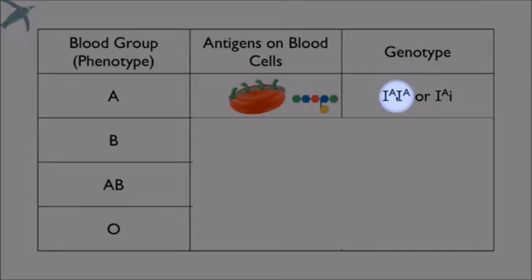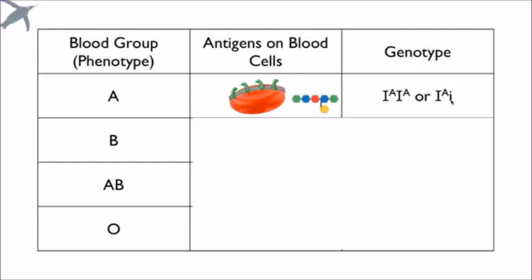So you inherited two copies of the information to make the A sprinkles. But you could also inherit only one copy. So one parent gave you the information to make A sprinkles. The other parent just gave you the plain donut information. Either way, if you're homozygous or heterozygous, you're going to be blood type A.